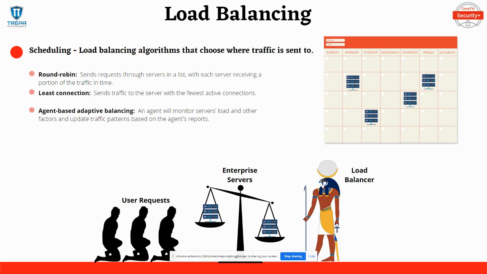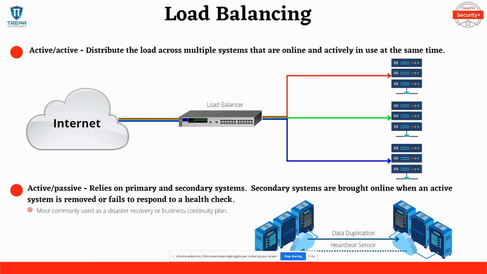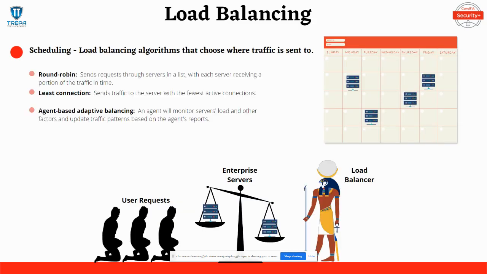Then there are multiple different scheduling techniques or algorithms that choose where traffic is sent. So in our active setup, we're now going to have a scheduling technique or algorithm to choose how it's sent. IT administrators configure these load balancing algorithms to determine how traffic is to be routed behind the load balancer. Round robin sends connection requests to servers in a list, with each server receiving a portion of the traffic in time. Least connection sends traffic to the server with the least amount of active connections.